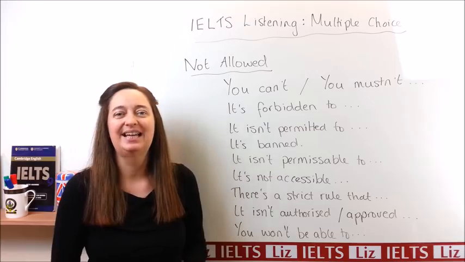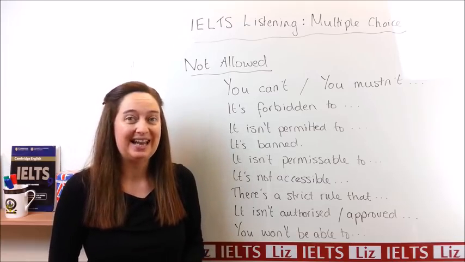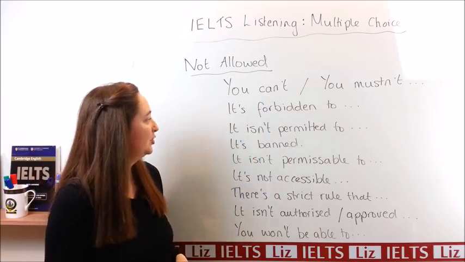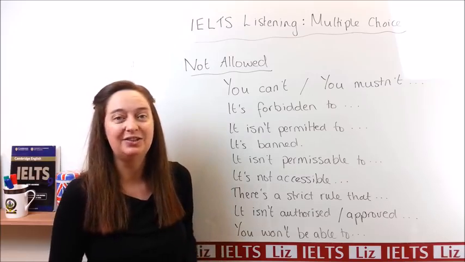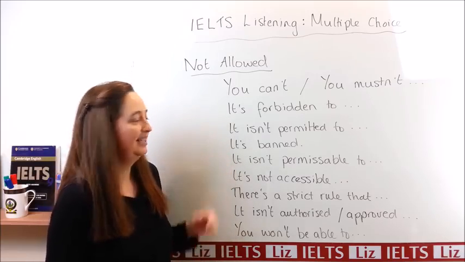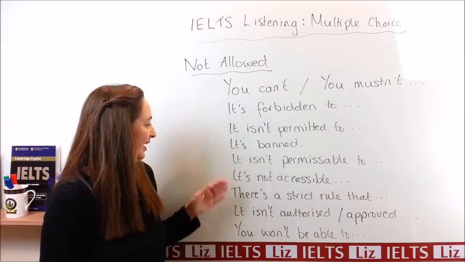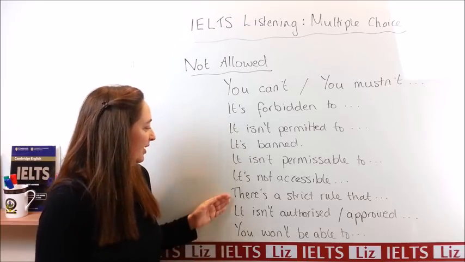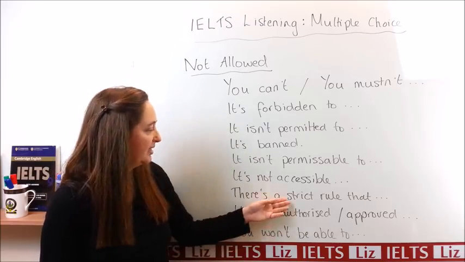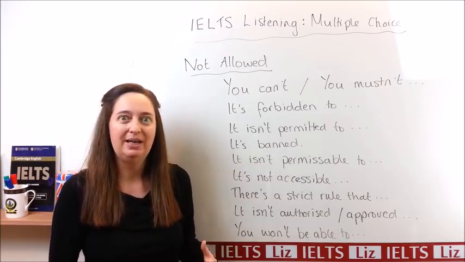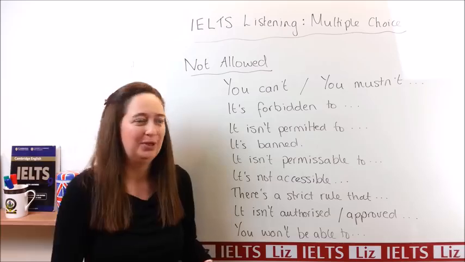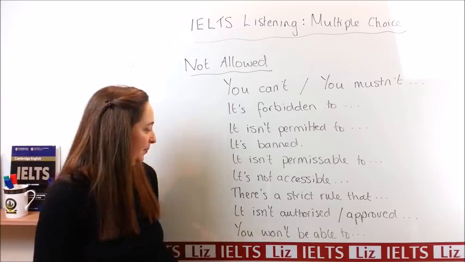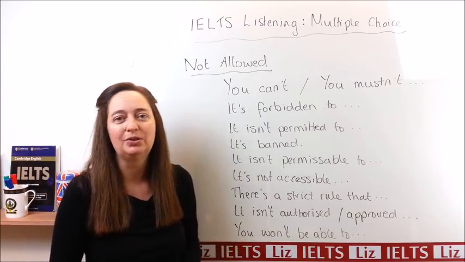There are many different ways to say that something is not allowed. You could say you can't or you mustn't. It's forbidden to. It isn't permitted to. It's banned. It isn't permissible to. It's not accessible. That means you can't get to it or you can't enter. There's a strict rule that. Strict is a negative word. So that means that you can't. It's a rule to stop you. It isn't authorised or it isn't approved. And of course you could say you won't be able to.